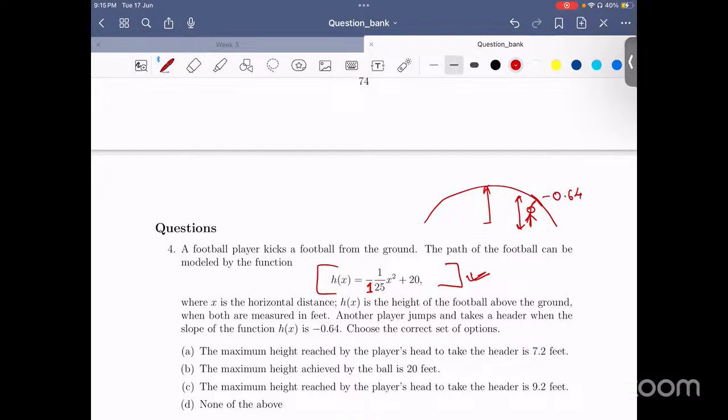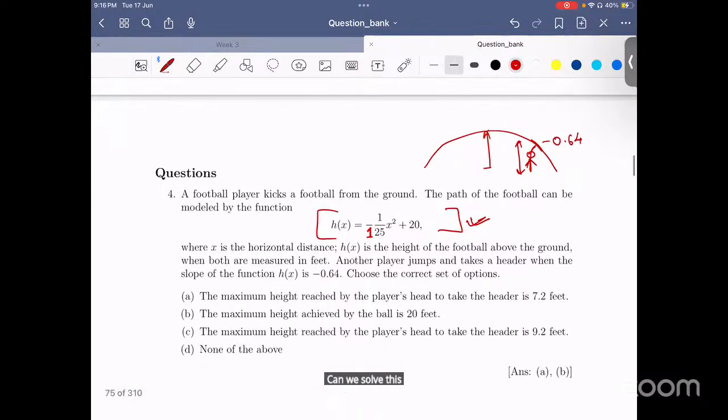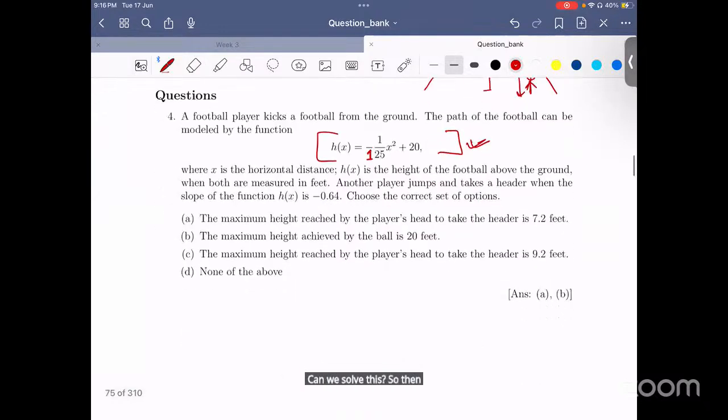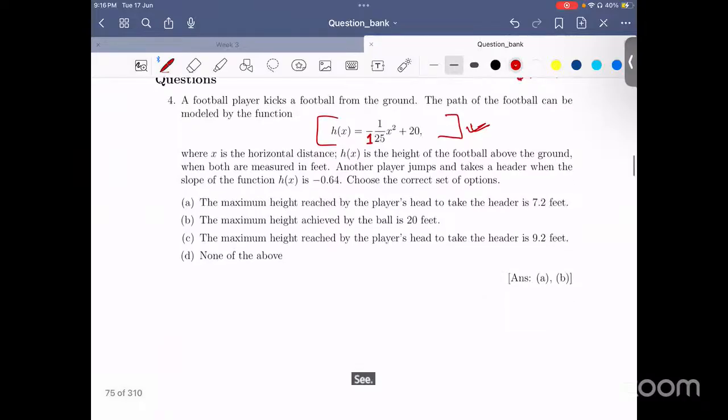Okay, if we are not able to solve this, we can leave apart the answer. See, the equation was already given: y equals minus 1 upon 125 x square plus 20. So this is the equation of the parabola that is going downward.